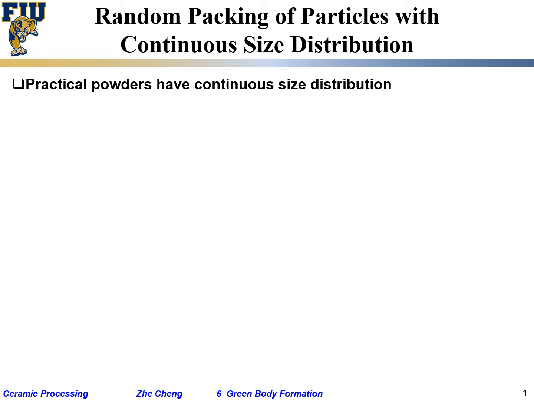So let's continue a little bit. Random packing of particles with continuous size distribution. We talked about mono-sized, everything the same size. We talked about bimodal distribution, two sizes, one large, one small, but each of them is the same size.